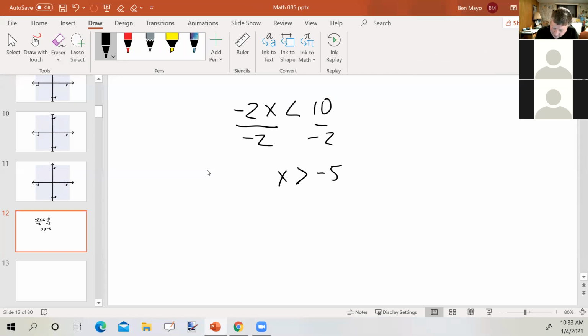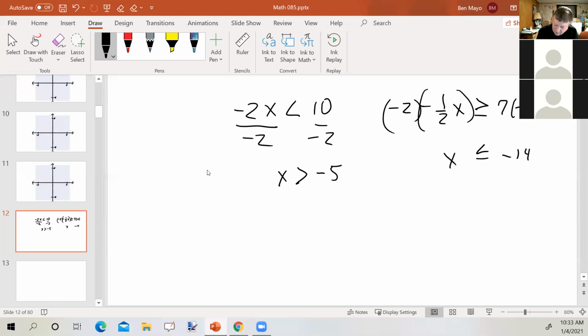Or let's say I had negative 1/2 x greater than or equal to 7. In this case, I would multiply both sides by negative 2, which would give me x less than or equal to negative 14. And again, I would change the direction of the inequality sign since I multiplied by a negative number. So again, multiplying or dividing both sides by a negative number, you change the direction of the inequality symbol. Otherwise, it's just like solving equations. Any questions about that before we go on?